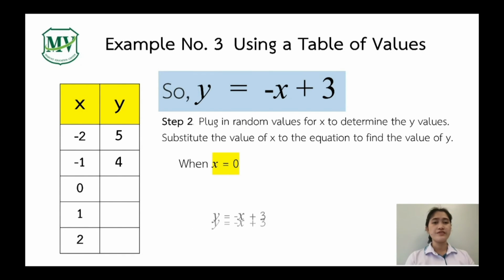Next, when x equals 0, of course, any number multiplied by 0 is 0. So 0 plus 3 equals 3. Next, when x equals 1, negative times positive 1 equals negative 1. Negative 1 plus 3 equals 2. Next, when x equals 2, y equals negative times positive 2 plus 3 equals negative 2 plus 3 equals 1.